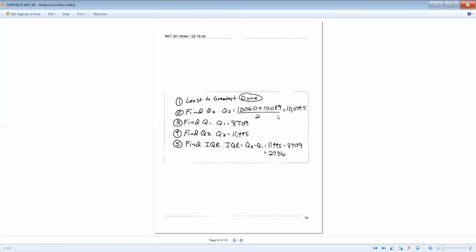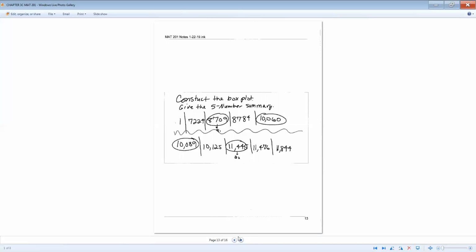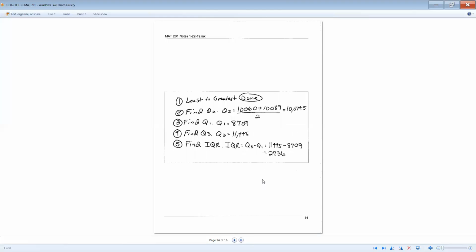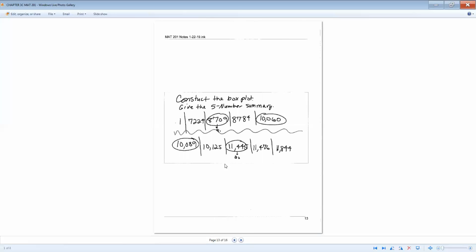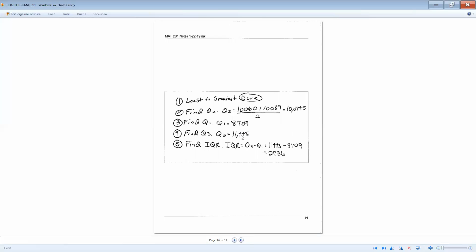That's going to split your data in half. So now my data is split into half. I have 5 data values on top, 5 data values on the bottom, or in the second half of my data. Since I have 5 data values, that means I have an actual middle value, which is 8709. Then out of the 5 data values down bottom, I have a middle value, which is 11,445. So that's Q1 and Q3.